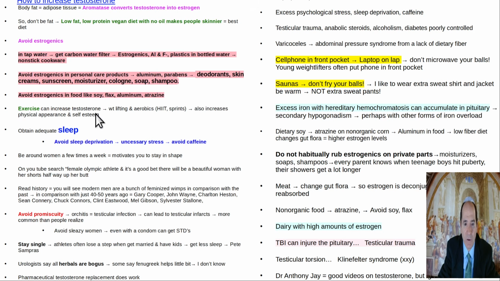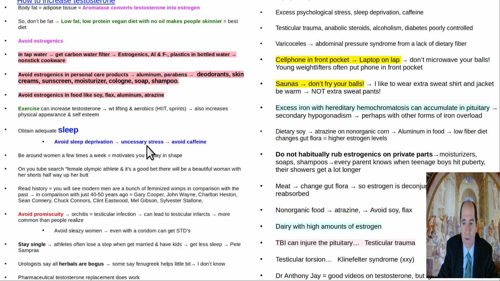You want to exercise. Good to do weightlifting, also good to do aerobics. With your aerobics, good to do some high-intensity interval training and some sprints. That also improves your physical appearance, improves your self-esteem, and it increases your sleep drive. So when you sleep better, you'll have higher testosterone levels. Real important to get adequate sleep to improve testosterone levels. When you're stressed out, your testosterone levels drop.